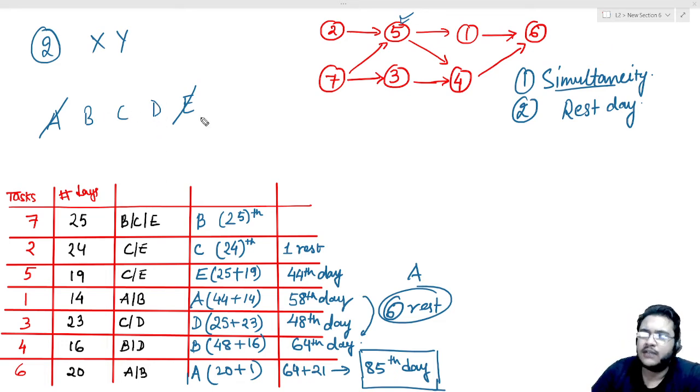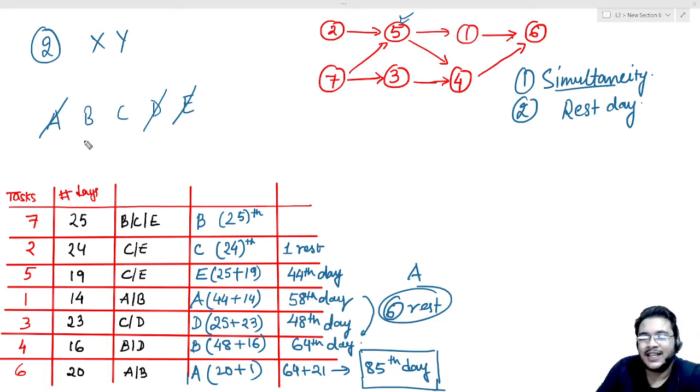Let's check for D. D comes with C, D comes with B. In other words, the one that you can eliminate is D only, because B and C will make pairs.